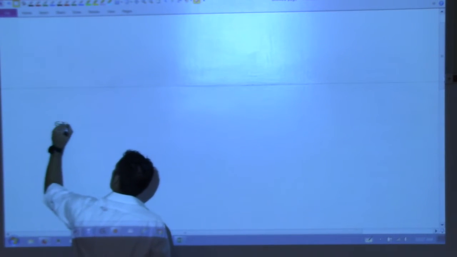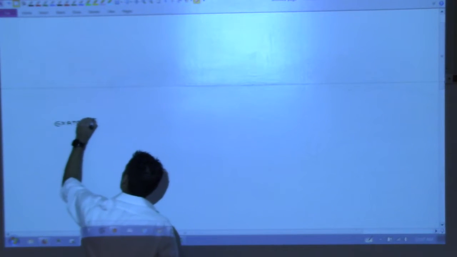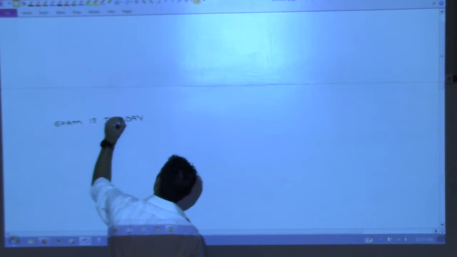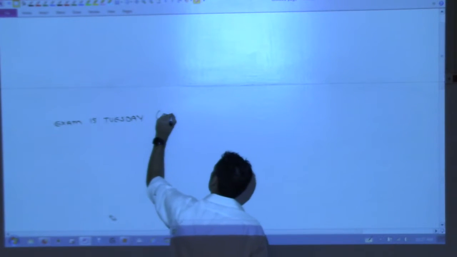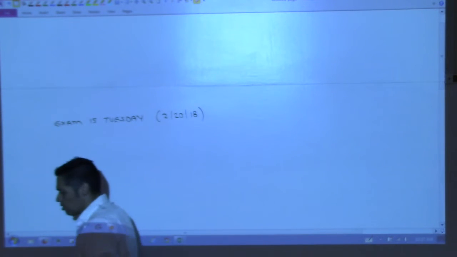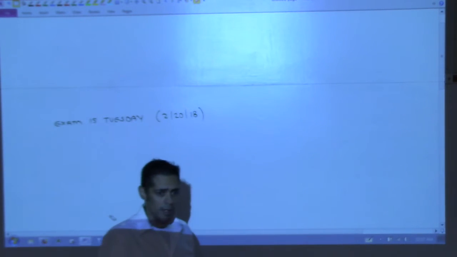Sign-in sheet's coming around. About the exam. So the exam is Tuesday. That's this upcoming Tuesday. I believe that's the 20th, right? Okay. It will cover everything that we've done up to this point.